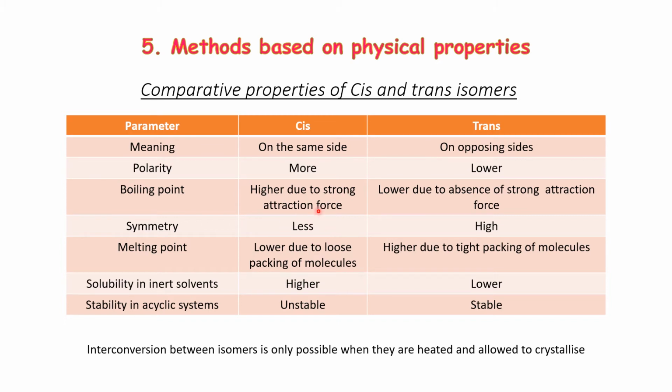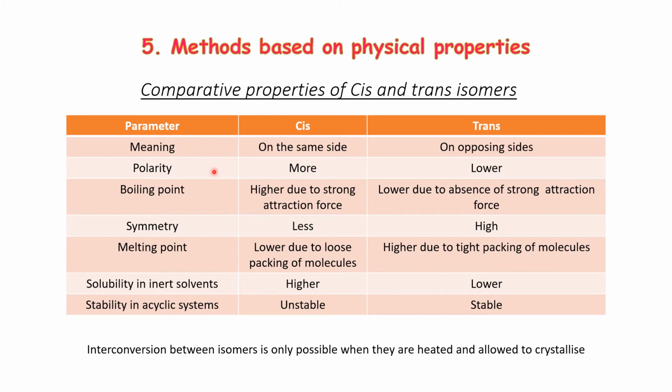It is on one side, so it is less symmetric. Trans is more symmetric, and because of this, you can see the melting point of cis isomer is lower because it is not symmetric. So it will be very difficult to pack in a confined space. So the crystalline arrangement, you can see, is very loose. But in case of trans, there will be tight packing because of their symmetrical nature, and that is why they have higher melting point.